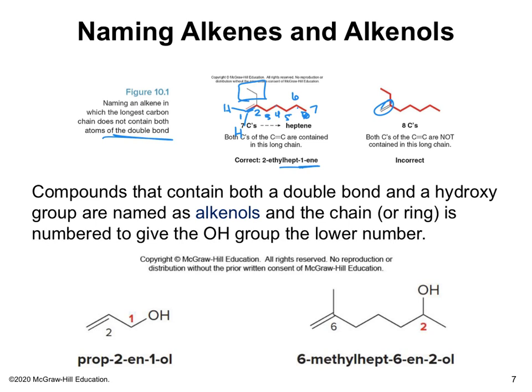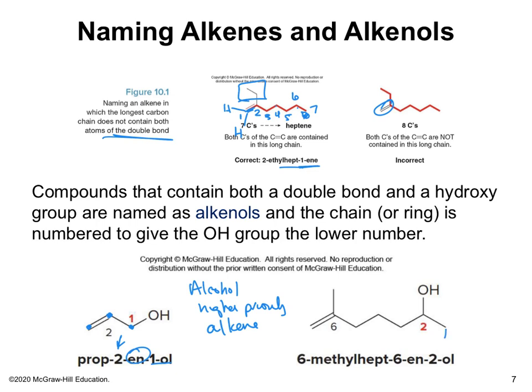This one here, you have to do the longest chain. You got to include the double bond, but your numbering is going to be 1 because alcohols have a higher priority than alkenes. So here we do prop-2-en-1-ol, and the 2 is the starting carbon that you go through for your alkene.